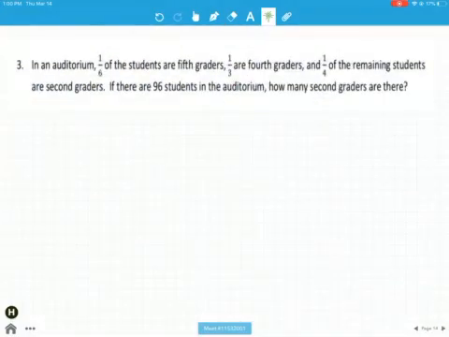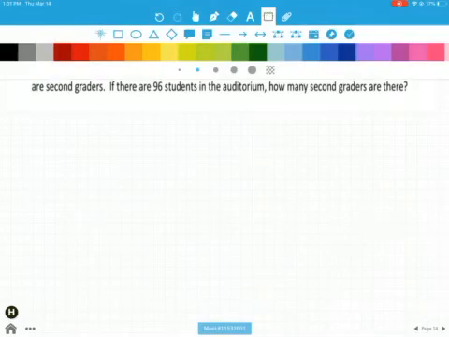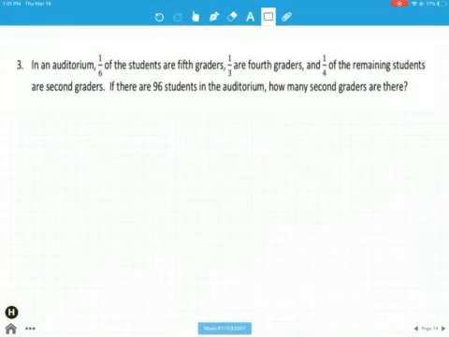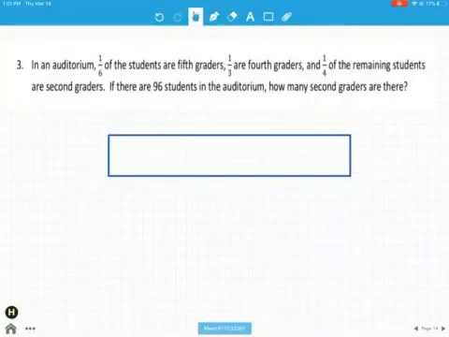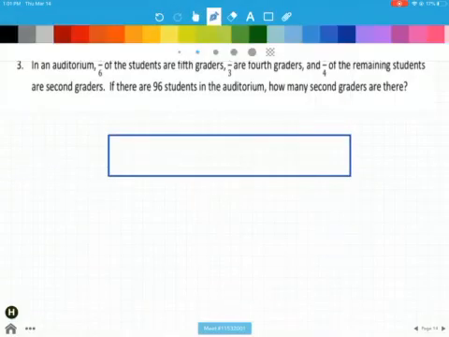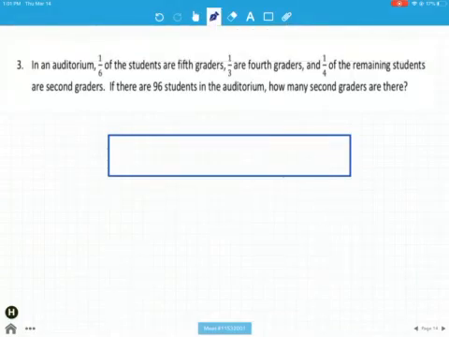All right, next one. In an auditorium, 1/6 of the students are 5th graders, 1/3 are 4th graders, and 1/4 of the remaining students are 2nd graders. This one sounds similar to our flower one from the classroom. So if you were paying attention to that one, you'll see some similarities. First of all, we're going to do a whole group. We also know that the whole group is 96. So we have a whole bunch of kids in the auditorium.